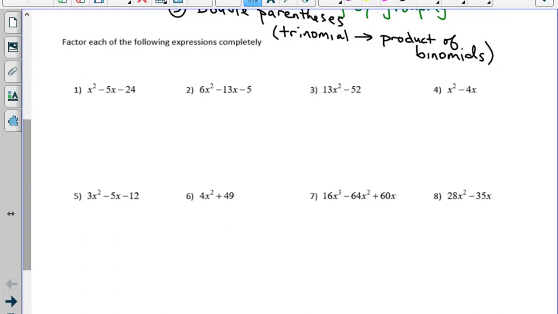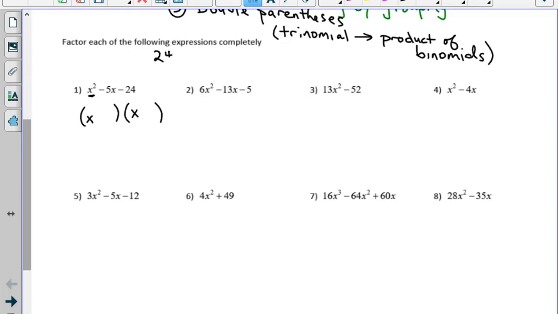Once again, if you struggle with something, press pause and then go back and write things down. Number 1, x squared minus 5x minus 24. So there is no greatest common factor. It's not any of the special cases, so I'm going to go double parentheses. X squared can only be written as x and x. There's no other way that I can take x squared, break it into 2 parts, and multiply it together. So that ends up being pretty simple.